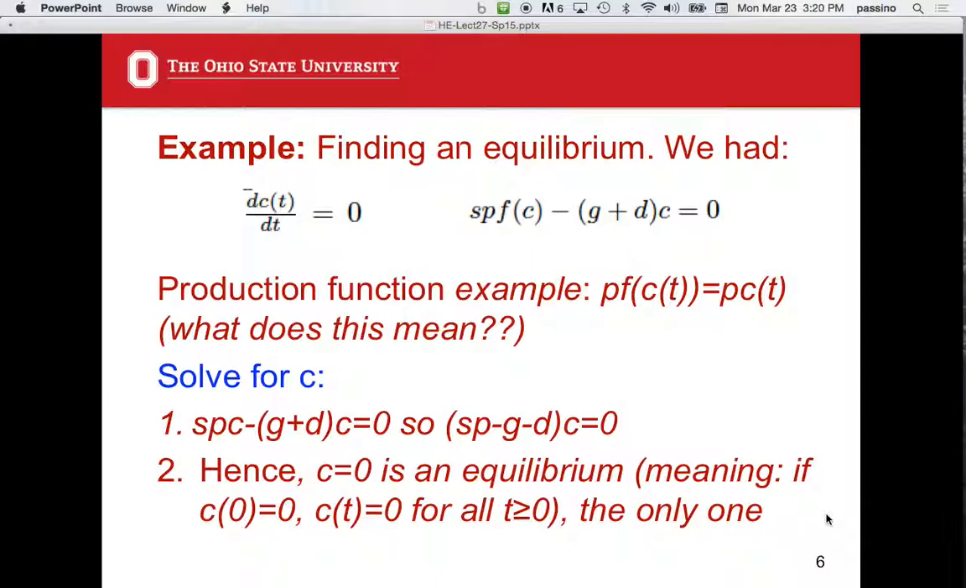We're going to look at much more interesting cases as we go through this. Okay, everybody with me? So we have an equilibrium at C equal to zero. You'll be doing equilibrium in your homework that'll be more interesting than that one. We'll do some more interesting ones here in a moment.